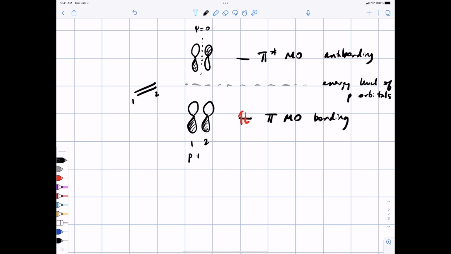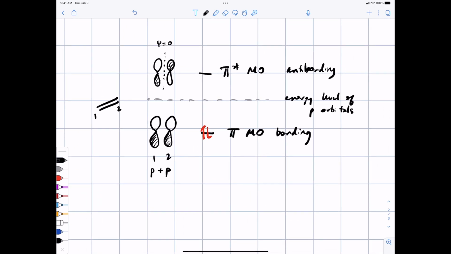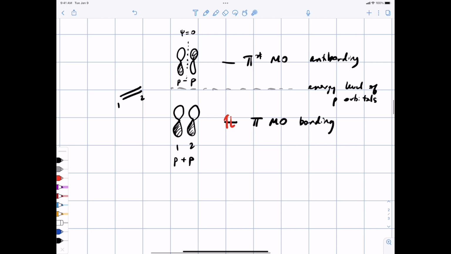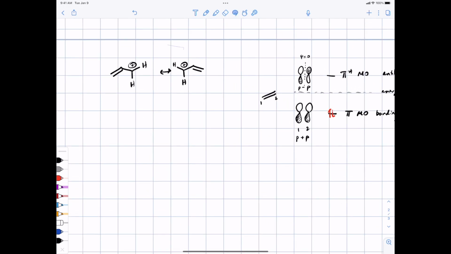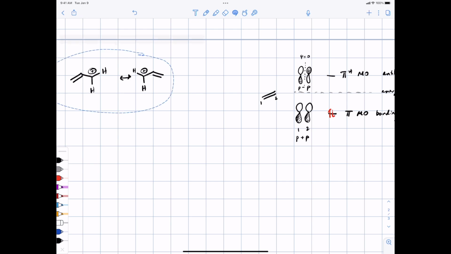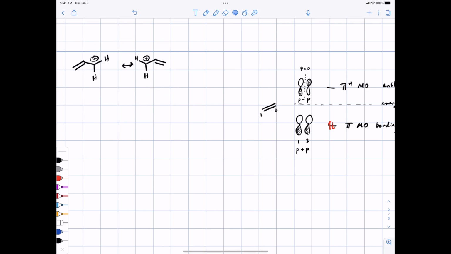This is the plus combination, the p plus p combination, and this is the p minus p. We've thought about this as constructive interference, and this as destructive interference of electron waves. If you go to the slightly larger system of pi orbitals present in the allyl cation, you're going to have three different molecular orbital combinations come out of this. You mix three atomic p orbitals together to get three pi orbitals.